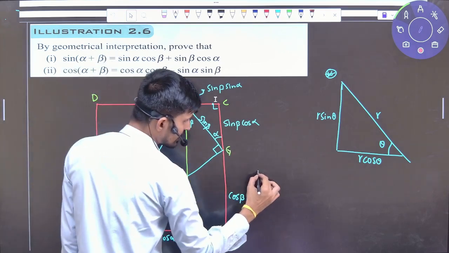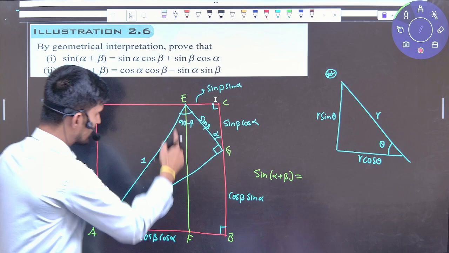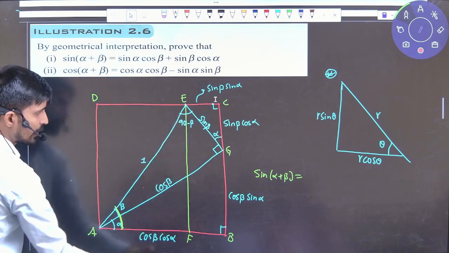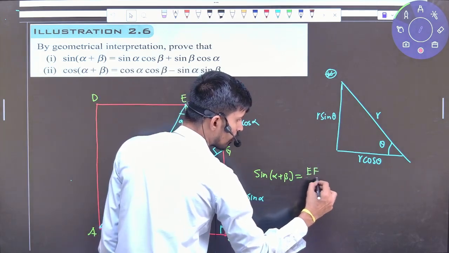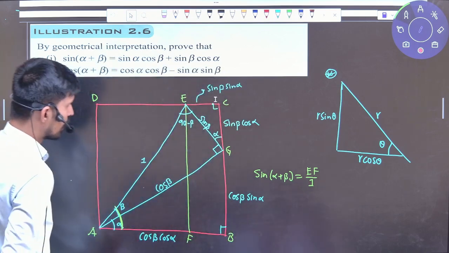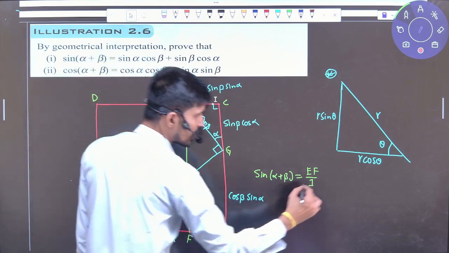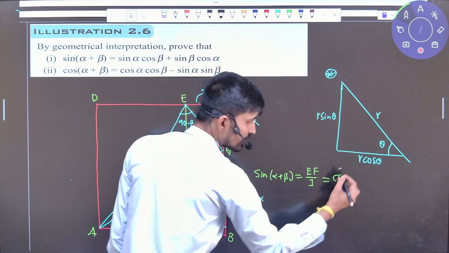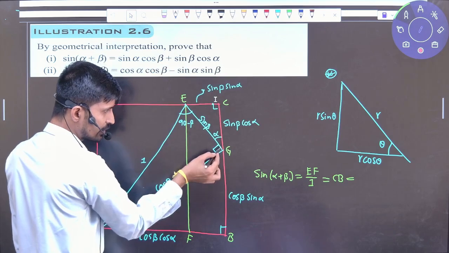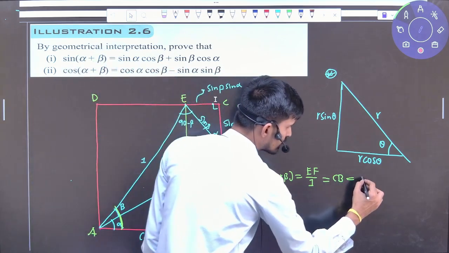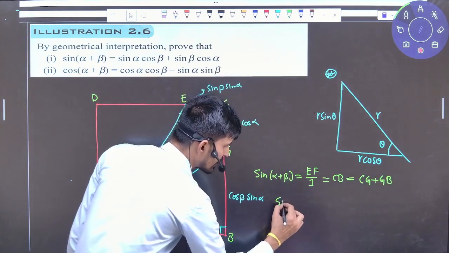So if I write sin(alpha plus beta), in this triangle it will be perpendicular upon hypotenuse. That will be EF upon 1. And don't you think the EF length and CB length will be the same? So we can write this equals CB. And what is the CB length? CG length plus GB length. So what will be sin(alpha plus beta) now?